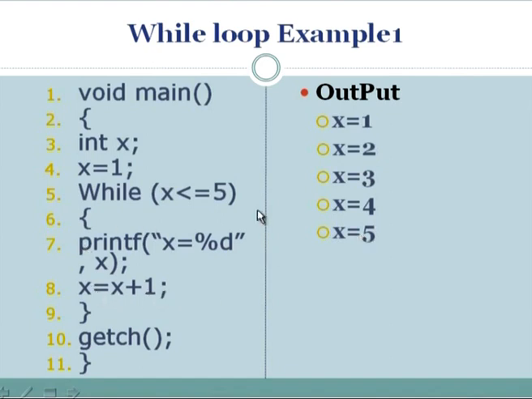When the loop condition is evaluated this time, as 6 is not less than equals to 5, therefore condition will turn out false and thus loop body will not be executed and control will jump to the statements followed by the loop body. Let's exercise this example on the computer screen.